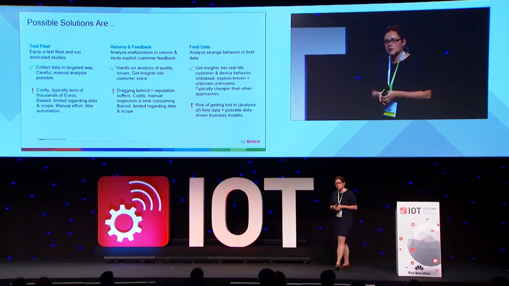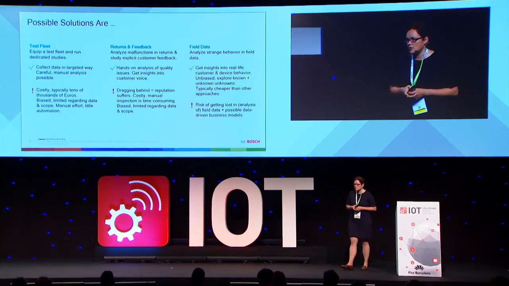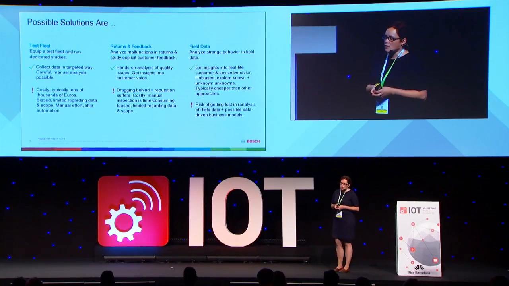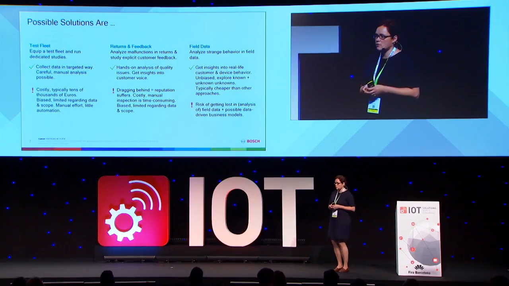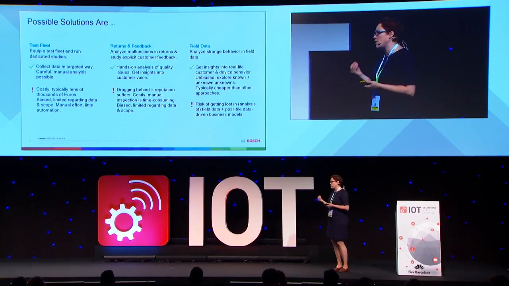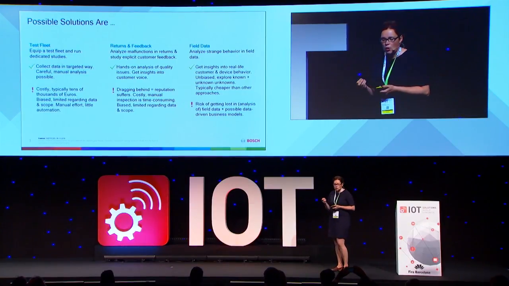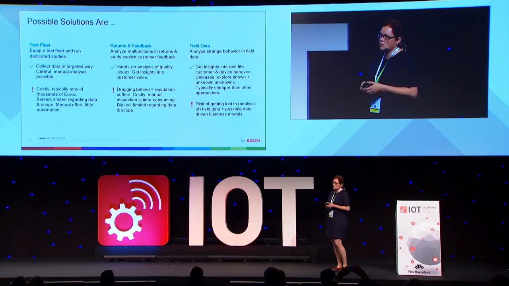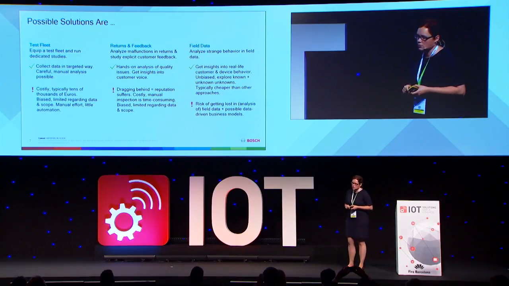So you wouldn't have thousands of devices equipped, but what you would do is have 10 of the devices in the field and then try to figure out what's going on. The second approach that we've seen pretty often is analyzing returns and feedback from customers. This is pretty nice because you get high quality data, and you can also do some kind of hands-on analysis of what's going on with your device.